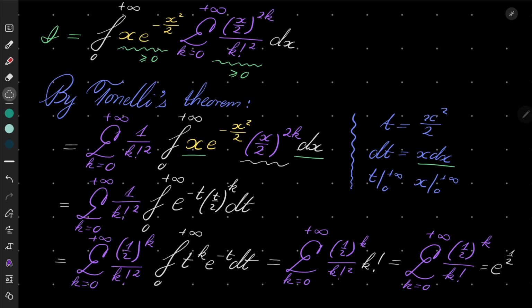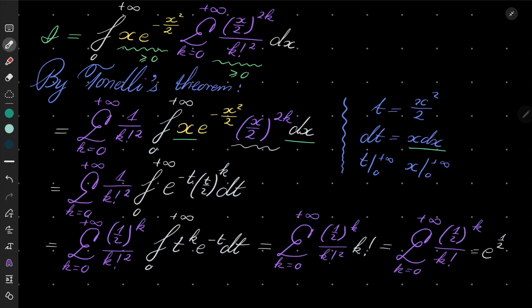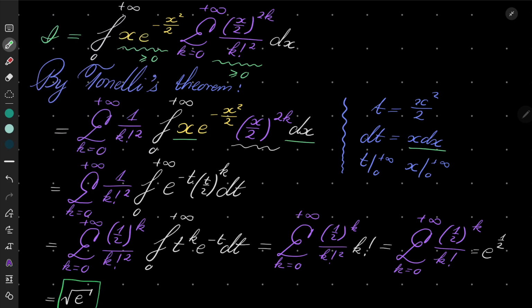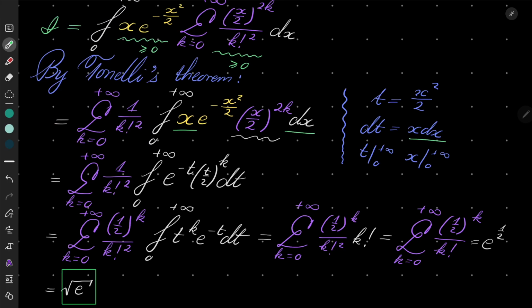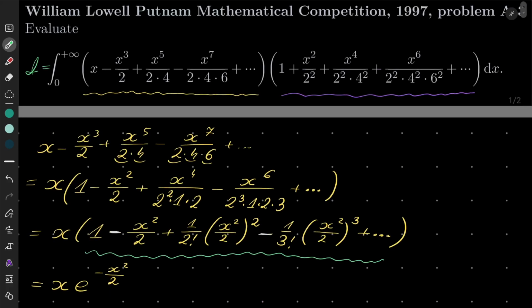Or, if you wish, we can write it with square root instead of rational power. And this is our result. Just square root of e. And that's it. That is our result. Square root of e. So maybe, you know what, I will put the answer right here. So this integral equals square root of e. Very nice problem, I'd say.